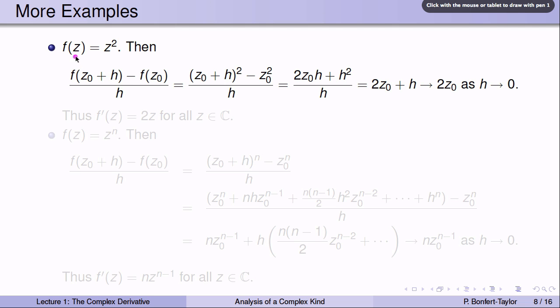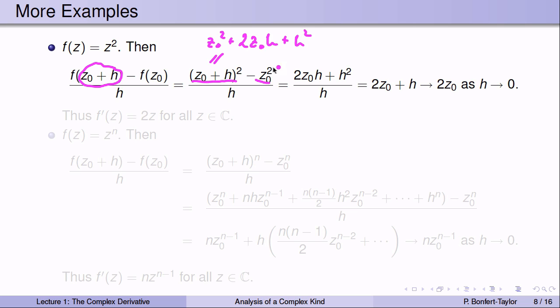Let's next look at the function f of z equals z squared. The difference quotient then becomes f of z0 plus h, and the function f just takes its input, in this case z0 plus h, and squares it. So that becomes z0 plus h quantity squared minus f of z0, which is z0 squared, divided by h. This term z0 plus h quantity squared multiplies through to z0 squared plus 2 times z0 times h plus h squared. And then we subtract z0 squared from this expression. So we have a z0 squared here, and we subtract 1 here.